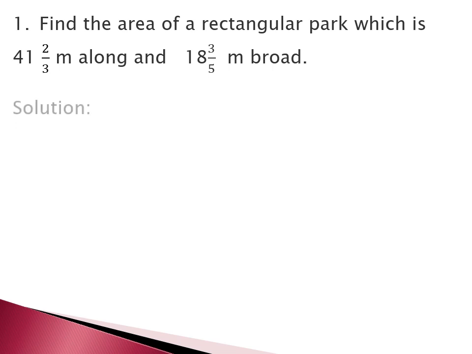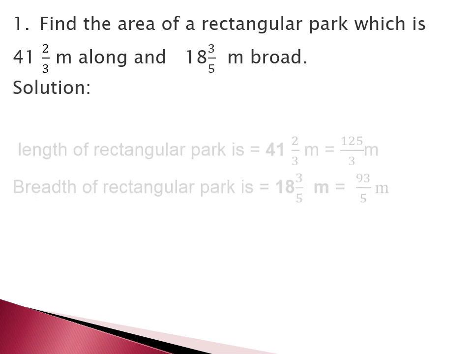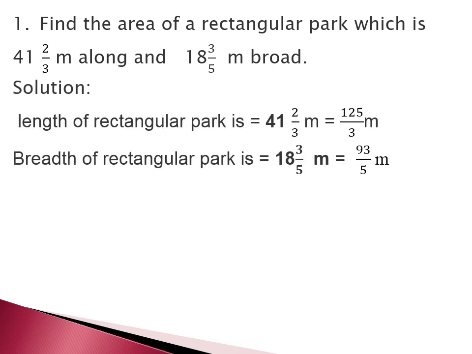What we have to do? What is given in the question to be taken down? That is length and breadth. Length is 41 integer 2 by 3 meter, and we are converting it into an improper fraction, that is 125 by 3, and breadth is 18 integer 3 by 5 meter, which is equal to 93 by 5 meter. So length and breadth we have taken down.